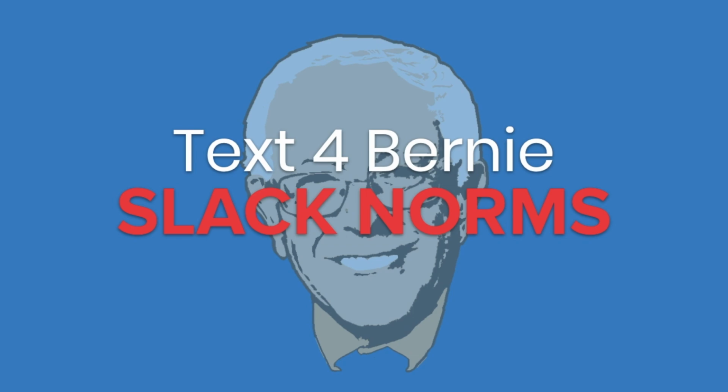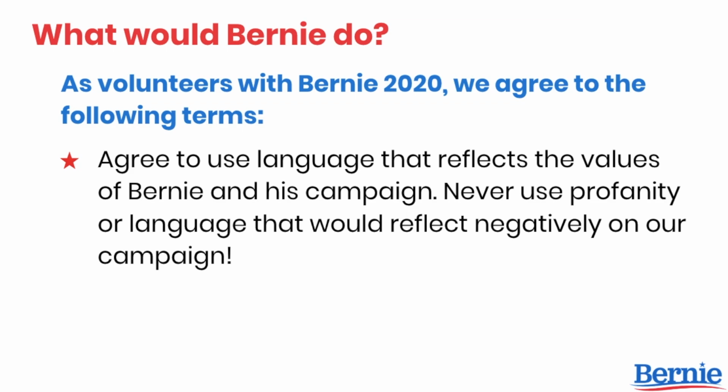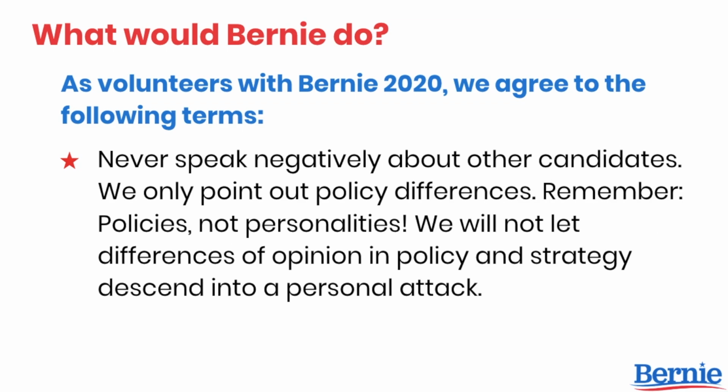Okay, we're getting close. Before we go over your next steps to get texting with us, we want to make sure to cover the norms that define how we interact with one another in Slack. Again, our basic standard for assessing conduct should be, what would Bernie do? As a volunteer with Bernie 2020, you are agreeing to some basic terms. For example, you must agree to use language that reflects the values of Bernie and his campaign, and never use profanity or language that would reflect negatively on our campaign. This is kind of a no-brainer, but really important.